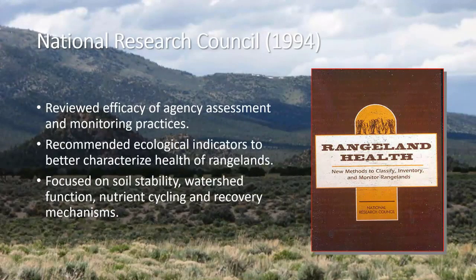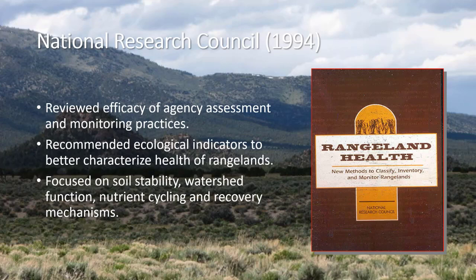So IIRH originated out of an effort with the National Research Council reviewing the efficacy of agency assessment and monitoring practices. The committee recommended ecological indicators to better characterize the health of rangelands. They focused on soil stability, watershed function, nutrient cycling, and recovery mechanisms.